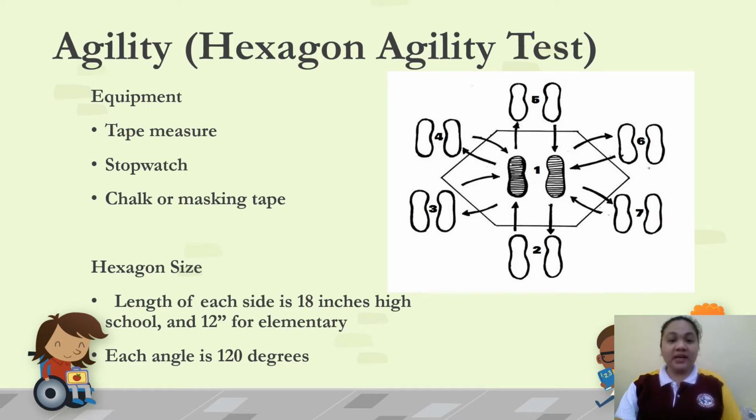So, kailan po magi-stop yung time? Magi-stop po yung time pag nakabalik ulit siya sa loob matapos niyang tumalon papuntang 7. Paano po yun? Halimbawa, papunta na kayo ng 6. So, 1, then talon kayo papuntang 6, then from 6, talon kayo pabalik sa 1, then from 1, talon kayo papunta sa 7, then from 7, tatalon ulit kayo papunta sa 1. So, doon na po magi-stop yun.